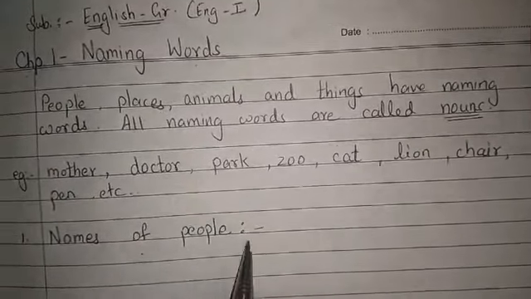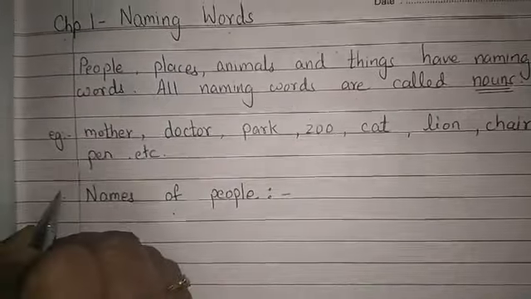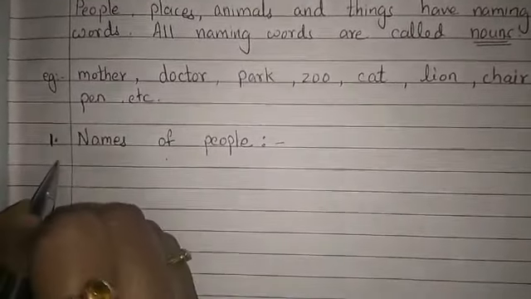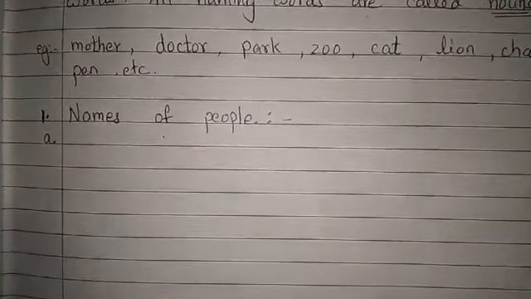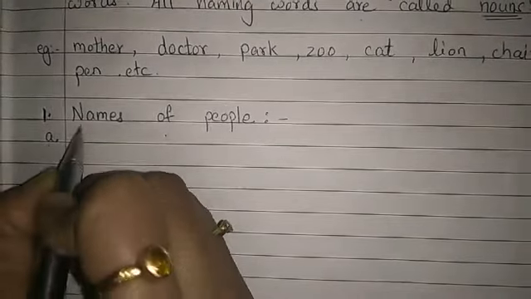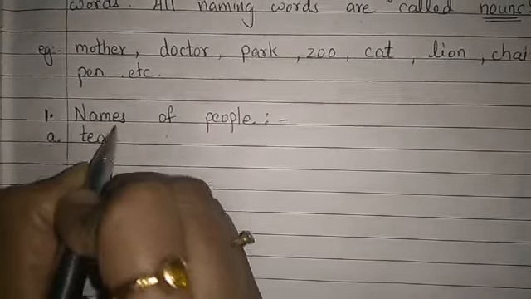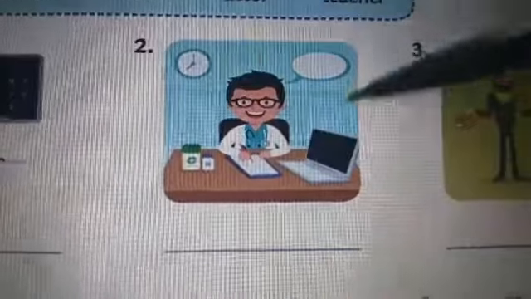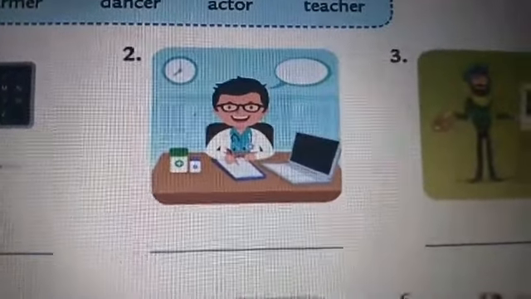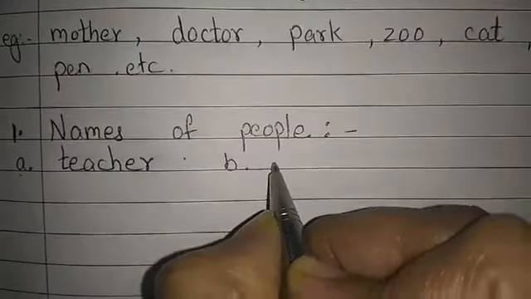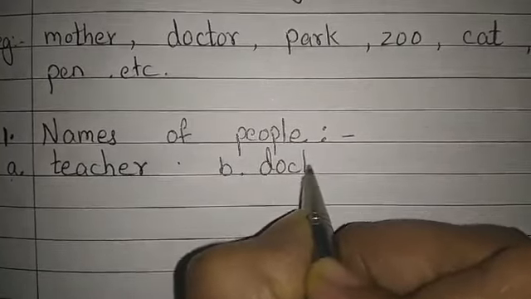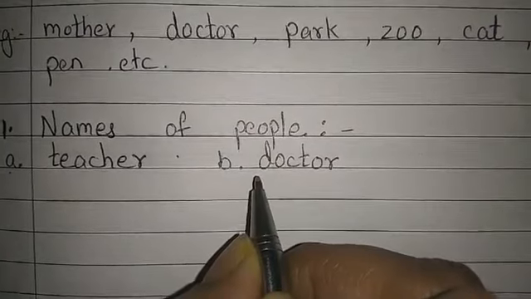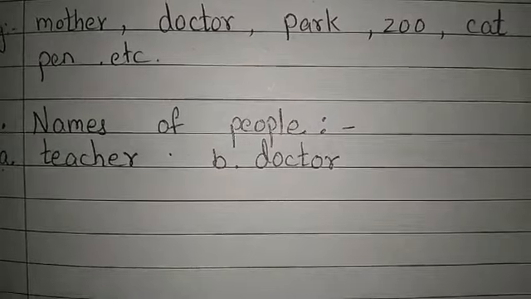Name of the people. Write it as 1. Now, our first picture was of a teacher. So you have to write here A and write your answer as teacher. Now let's see our second picture. Here is a doctor. So write doctor for the next picture.